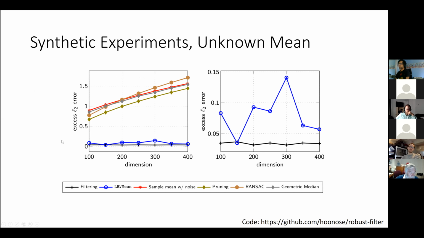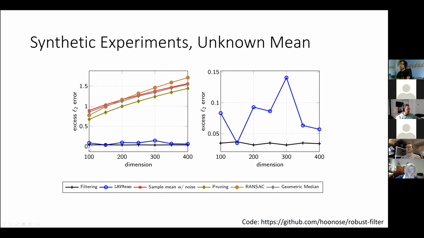So what we did here was we plotted a number of different approaches. The black line is the filtering approach, which is our approach. LRV mean is the result that I mentioned, which was concurrent, by Lai, Rao and Vempala. The others are more classical approaches, which are computationally efficient. We obviously couldn't run the non-efficient ones, but they're very basic. Some of them are basic things like geometric median or sample mean, pruning, etc. So okay, let's compare them.